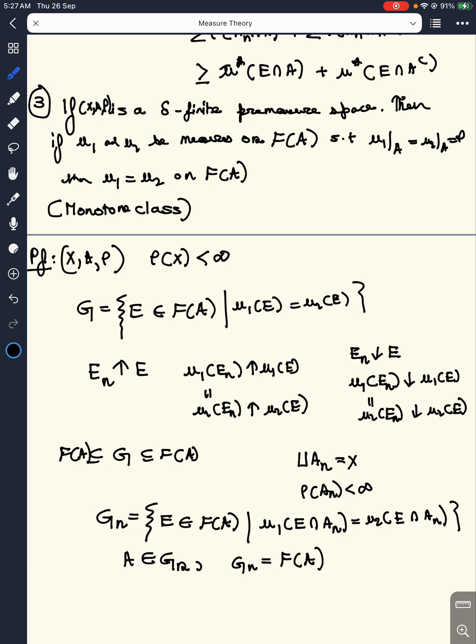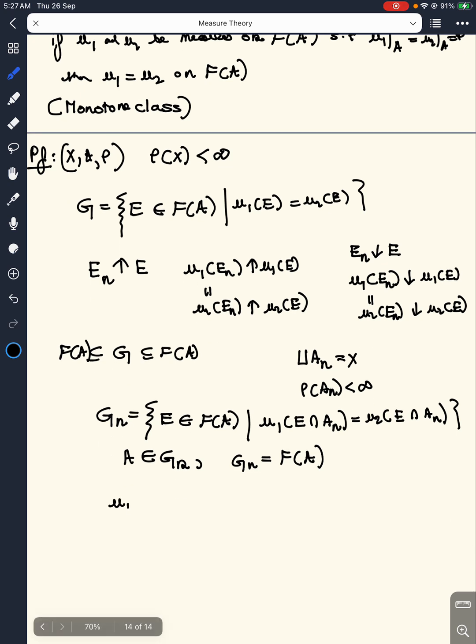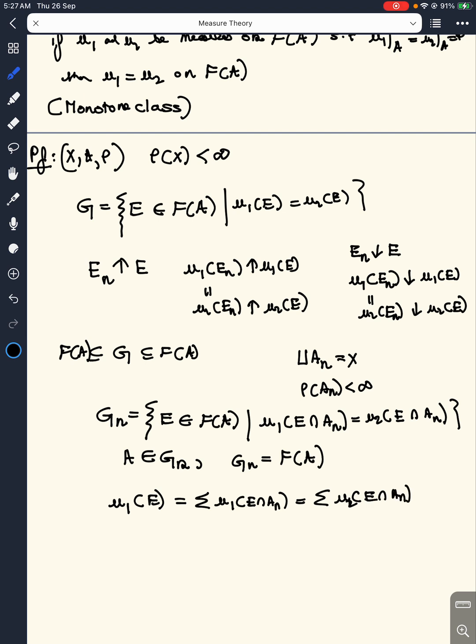Now we will show it for all. mu1 of E, since it is a disjoint union and it is a measure, is the summation of mu1 of E intersection A_n, which is equal to the summation of mu2 of E intersection A_n, and this is equal to mu2 of E. Hence the Caratheodory uniqueness extension theorem is proved, and we see how important sigma finiteness is while doing the proof.